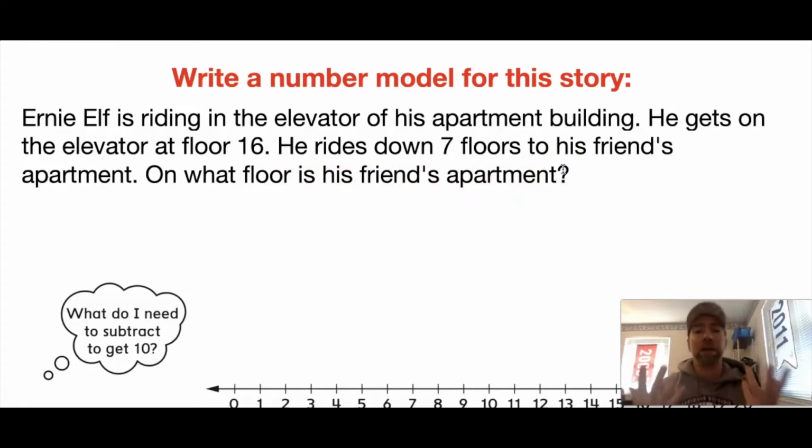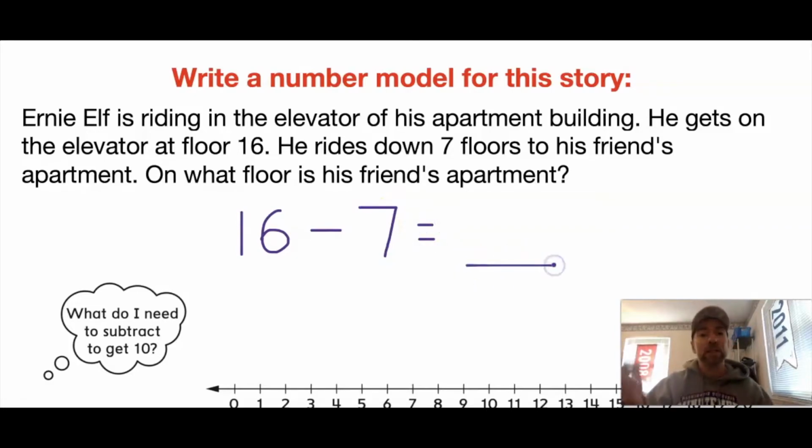So we want to think about a number model for this story. I'll read it again while you think about the number model you are going to write. Ernie Elf is riding in the elevator of his apartment building. He gets on the elevator at floor 16. He rides down 7 floors to his friend's apartment. On what floor is his friend's apartment? What number model did you come up with? Did you start with 16 and then have a change of -7 equals, and right now we just don't know that answer. We started at floor 16 and we took away 7 floors. That, of course, is subtraction.